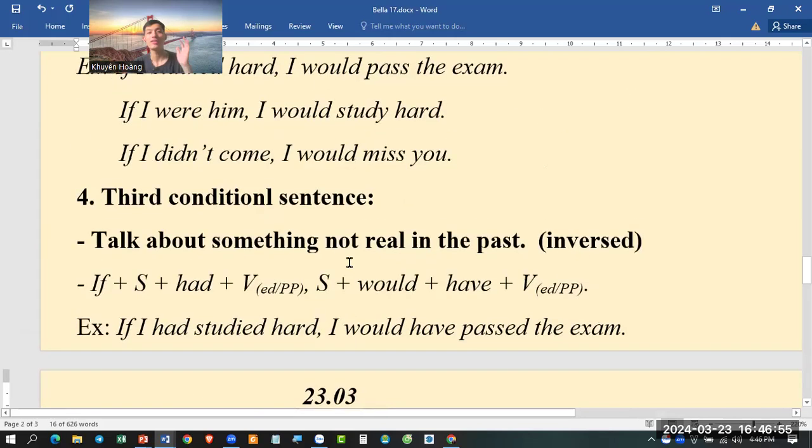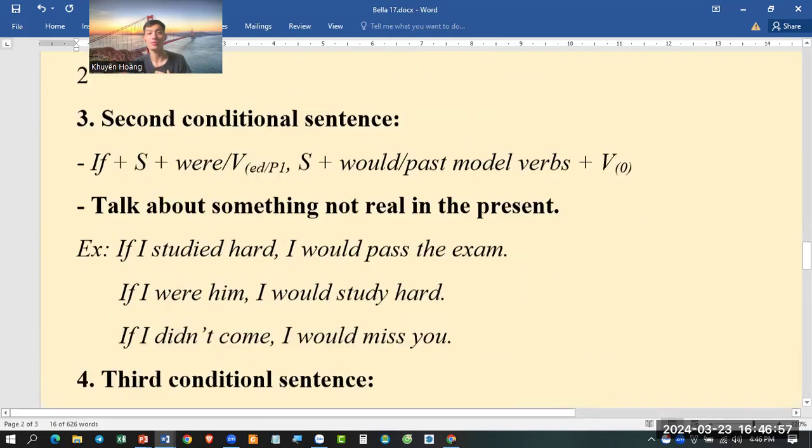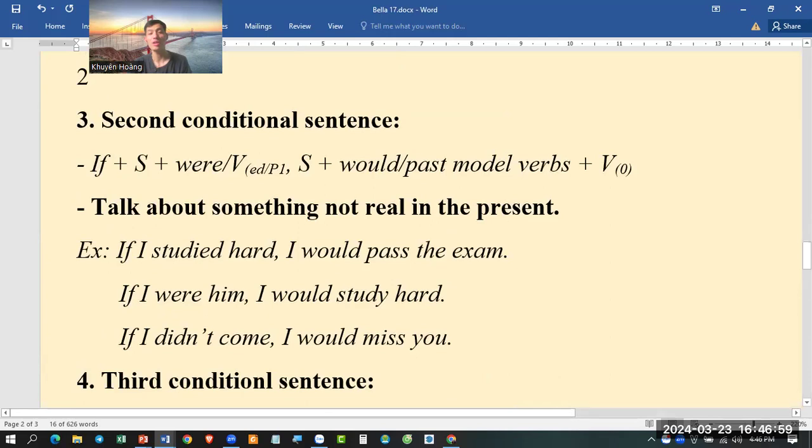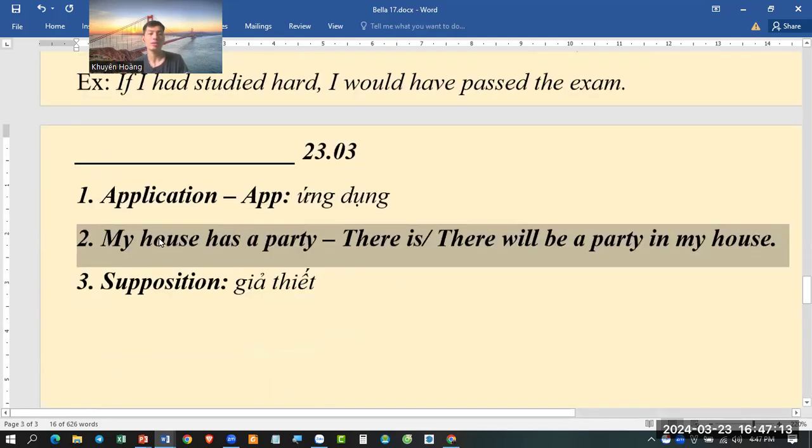And the first one, we make the supposition for the thing possibly or probably happen in the future or in the present. Okay? I'm gonna copy this word.